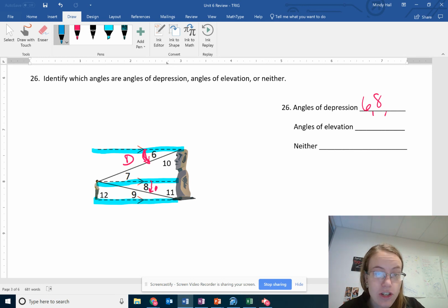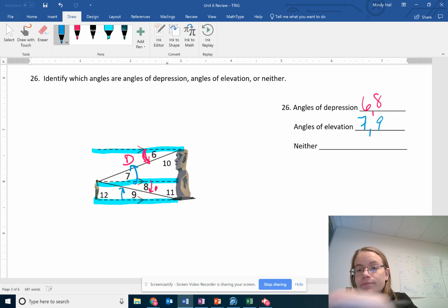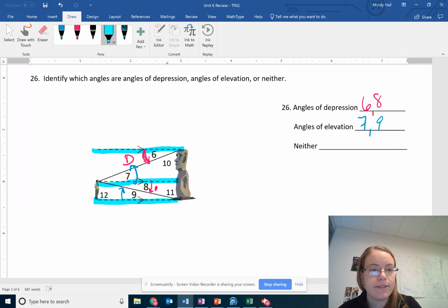For angles of elevation, remember you're going from the horizontal line up. So that would be angle 7 and angle 9 because you're going from horizontal line up. Now, that leaves, if you haven't been tracking, I'll highlight the ones we've used. We've used 6, we've used 7, we've used 8, and we've used 9.